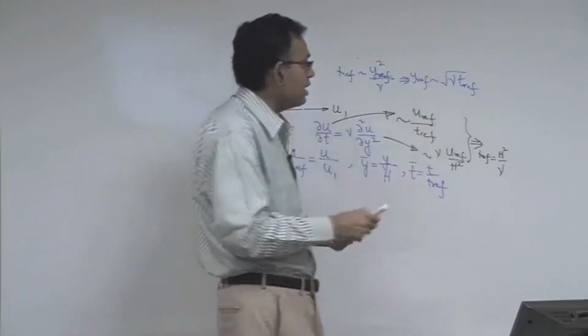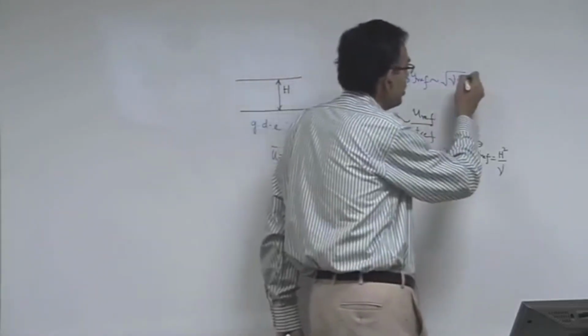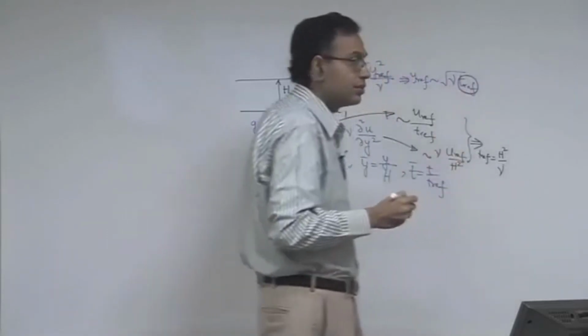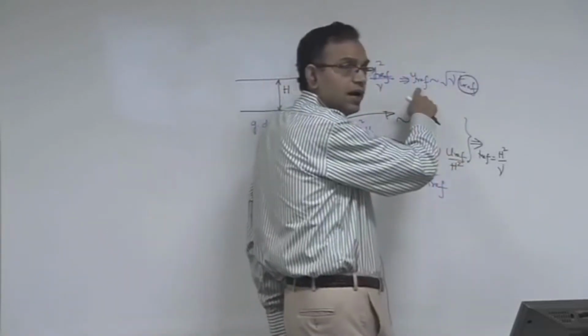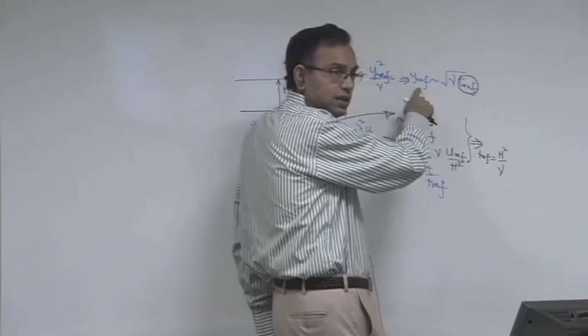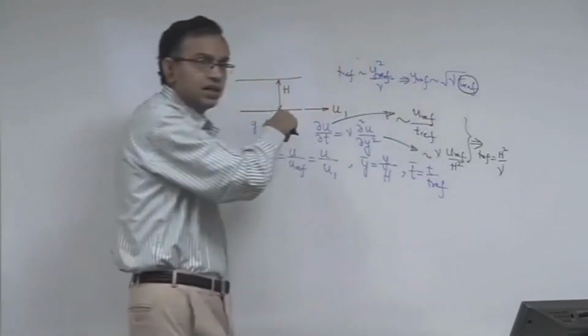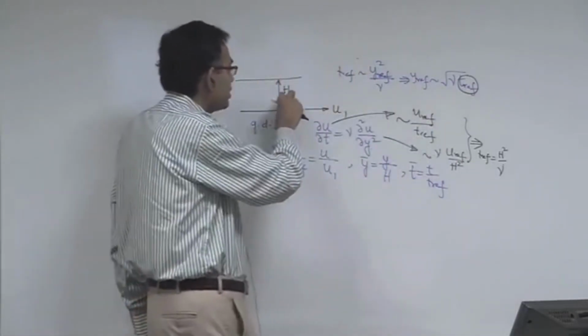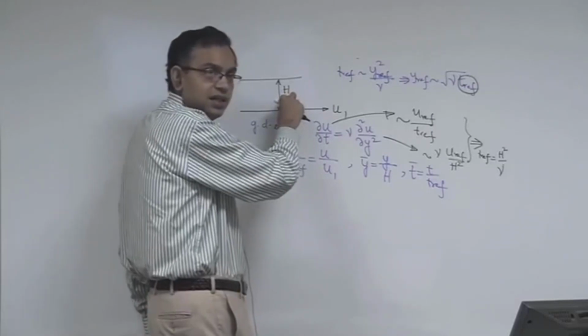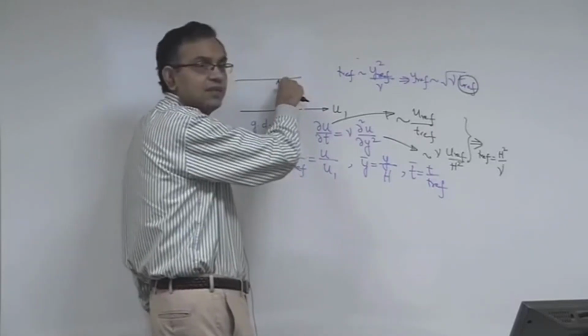Now, we are considering the characteristic time scales to be such that this corresponding y reference is of the order of h. If the corresponding y reference is much less than h, that means this plate is as if at infinity.